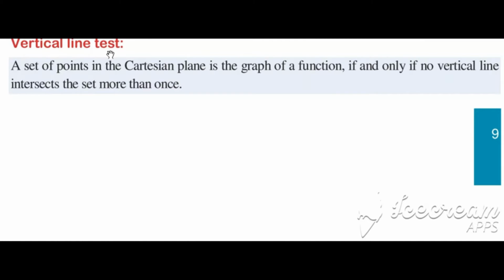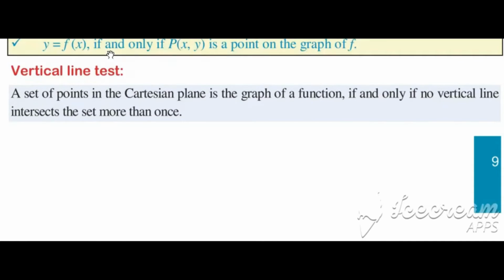Therefore, we can check the functionality of the given equation by the vertical line test by drawing the graph of the given equation. When a vertical line cannot cross a given graph more than once, it can be the graph of a function.